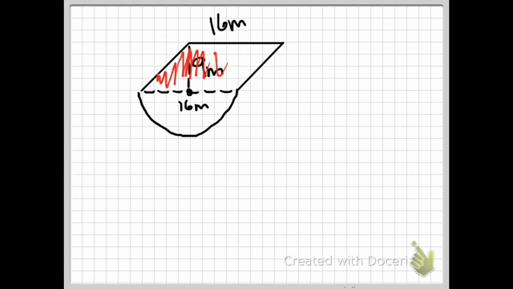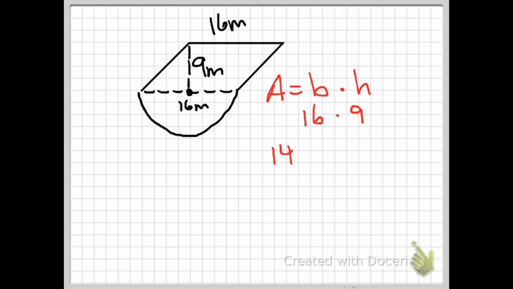Okay, let me get rid of that. To find the area of a parallelogram, area is the base times the height. The base in this case is the 16 on top. It could also be the 16 on the bottom, it doesn't matter. So 16 times our height, which is 9, and we get 144. So the area of that particular part is 144, and we know that it's meters squared. Everything is going to be squared here because we're talking about area.